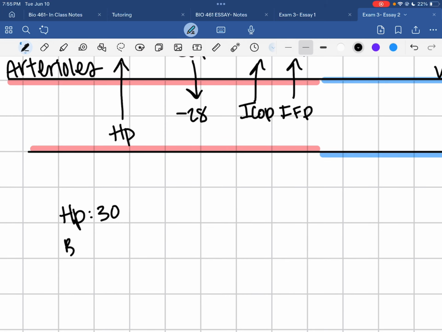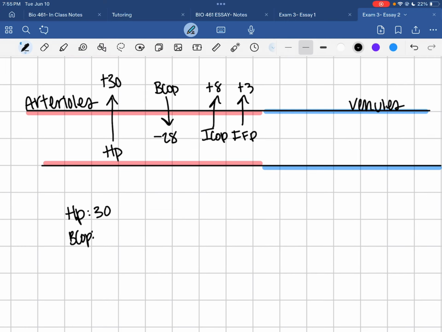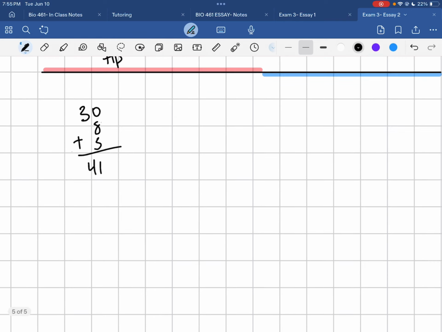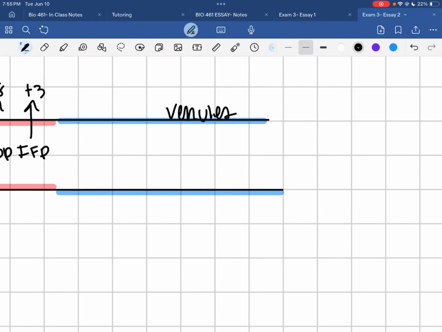And then we could say that HP, 30, plus 8, plus 3, is 41, and then we'll subtract 28 from that, and this is going to be our net out, which is going to be a positive 13.